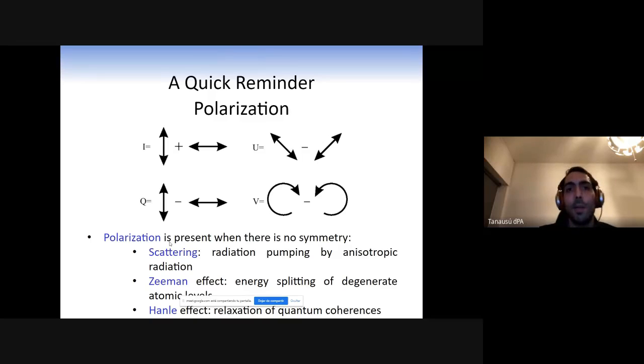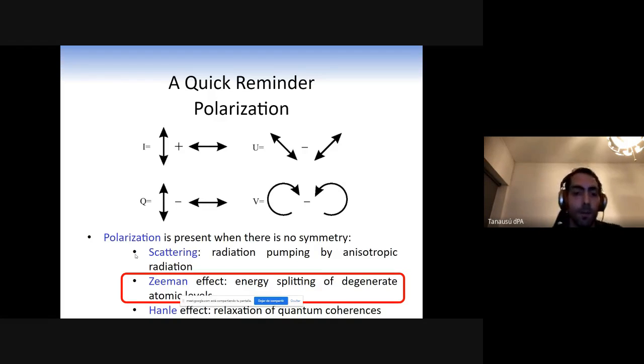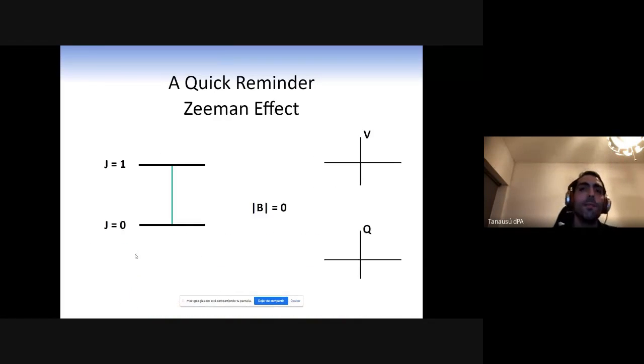And in the sun, the typical processes to produce this polarization are the scattering polarization, due to radiation pumping by anisotropic radiation; the Zeeman effect, that is produced by the breaking of the degeneration of atomic sublevels in the presence of a magnetic field; or the Hanle effect, that is just a relaxation of the quantum coherences of an atom. In this talk, because we are interested in the longitudinal magnetic field, we are going to focus on the Zeeman effect.